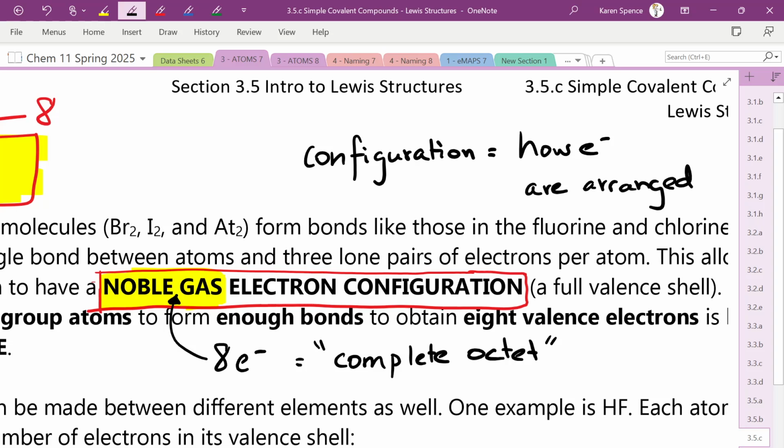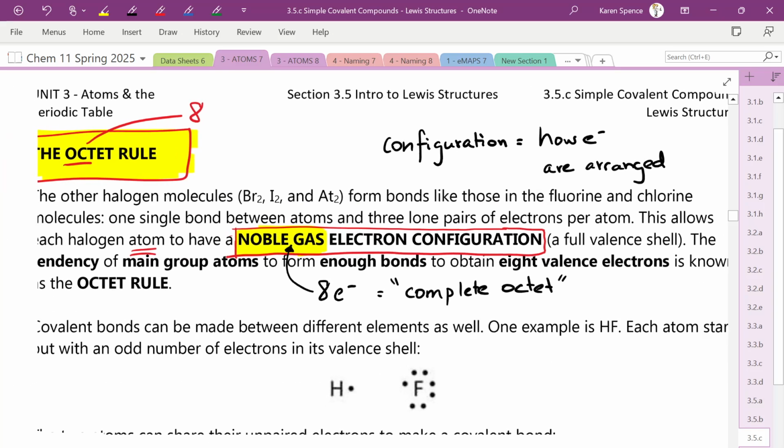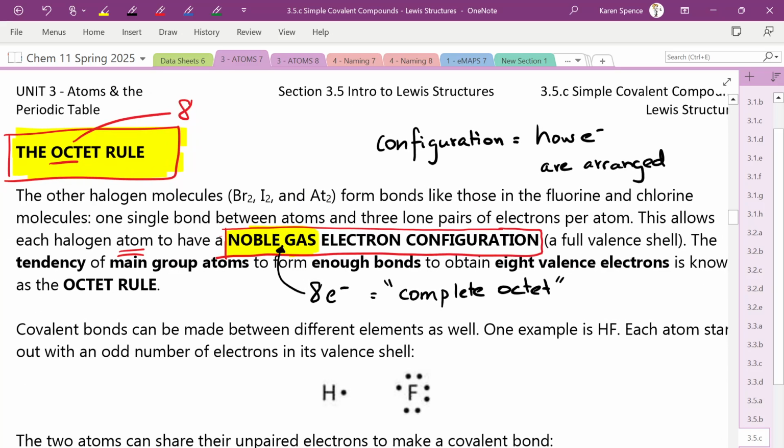Hydrogen. Hydrogen only wants 2 because it is filling up shell number 1. All the others are filling up shell number 2 or shell number 3 or shell number 4, okay? So here is an example of different atoms. And the fact that they're all trying to get that complete octet is called the octet rule. Everybody's trying to get 8 electrons except for hydrogen.